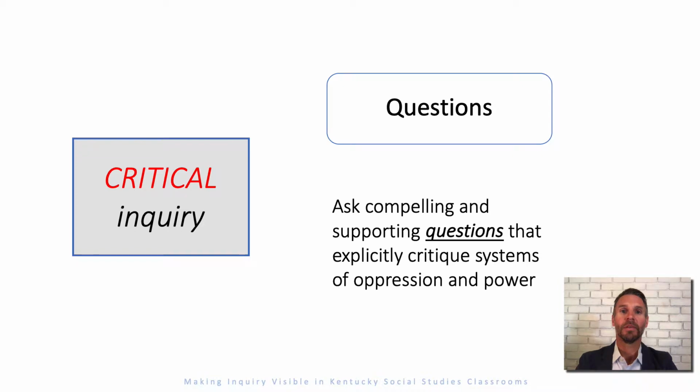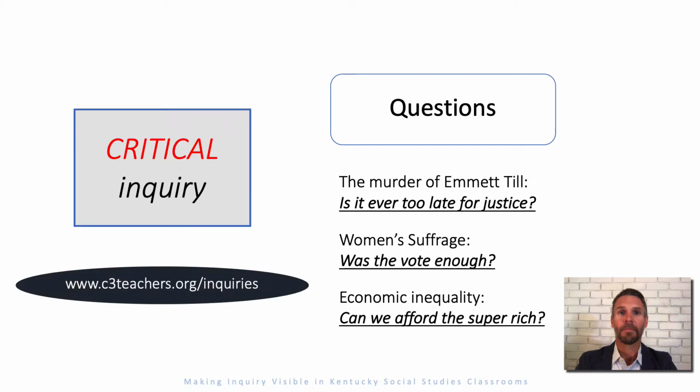First, questions. For critical inquiry, compelling and supporting questions should explicitly critique systems of oppression and power. These questions should not just be about exploring a topic connected to oppression in a limited fashion. For example, an inquiry related to apartheid in South Africa should not only talk about how the system worked or how the system ended. Instead, it should explore the motivations behind apartheid and who benefited from the system.